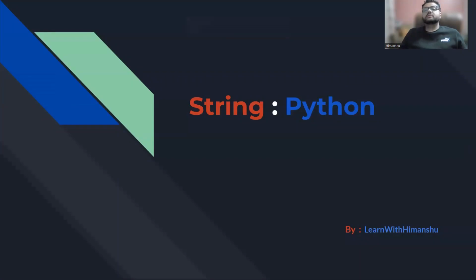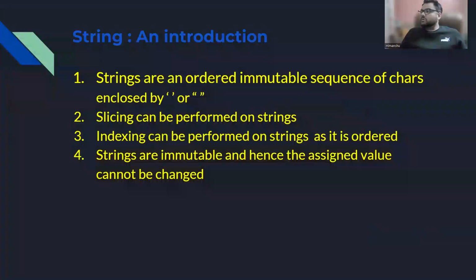To a new tutorial. Today we'll look into strings in Python. So, string, as mentioned in the previous lecture, strings are an ordered immutable sequence of characters. They are either enclosed by single quotes or double quotes. When I say immutable, it means that it cannot be changed. Its value cannot be changed, cannot be deleted, and since it is ordered, we can use indexing over it.